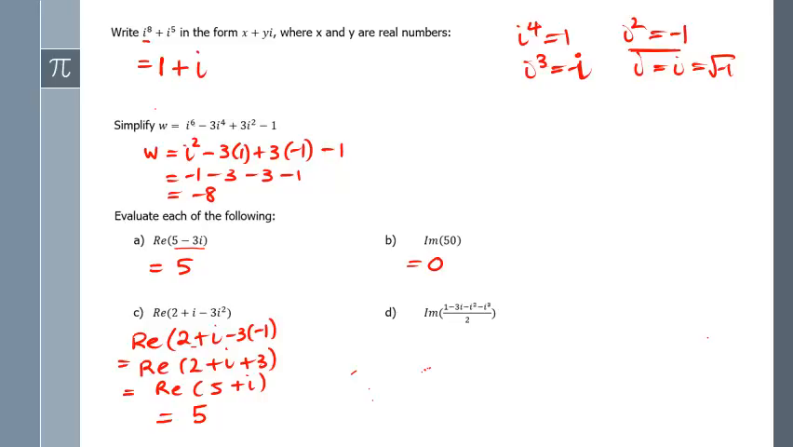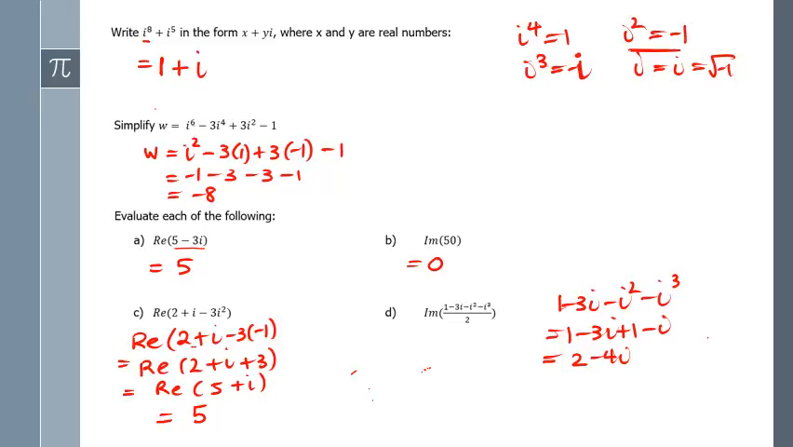Similarly over here we need to simplify this first. So I'm just going to simplify the top. 1 minus 3i minus i squared minus i cubed. That gives me 1 minus 3i. i squared we know is negative 1, but if I times it by negative I get a plus 1. i cubed we know is negative i, so I get minus i. So we'll end up with 1 plus 1, which is 2, negative 3i minus i, which is minus 4i.